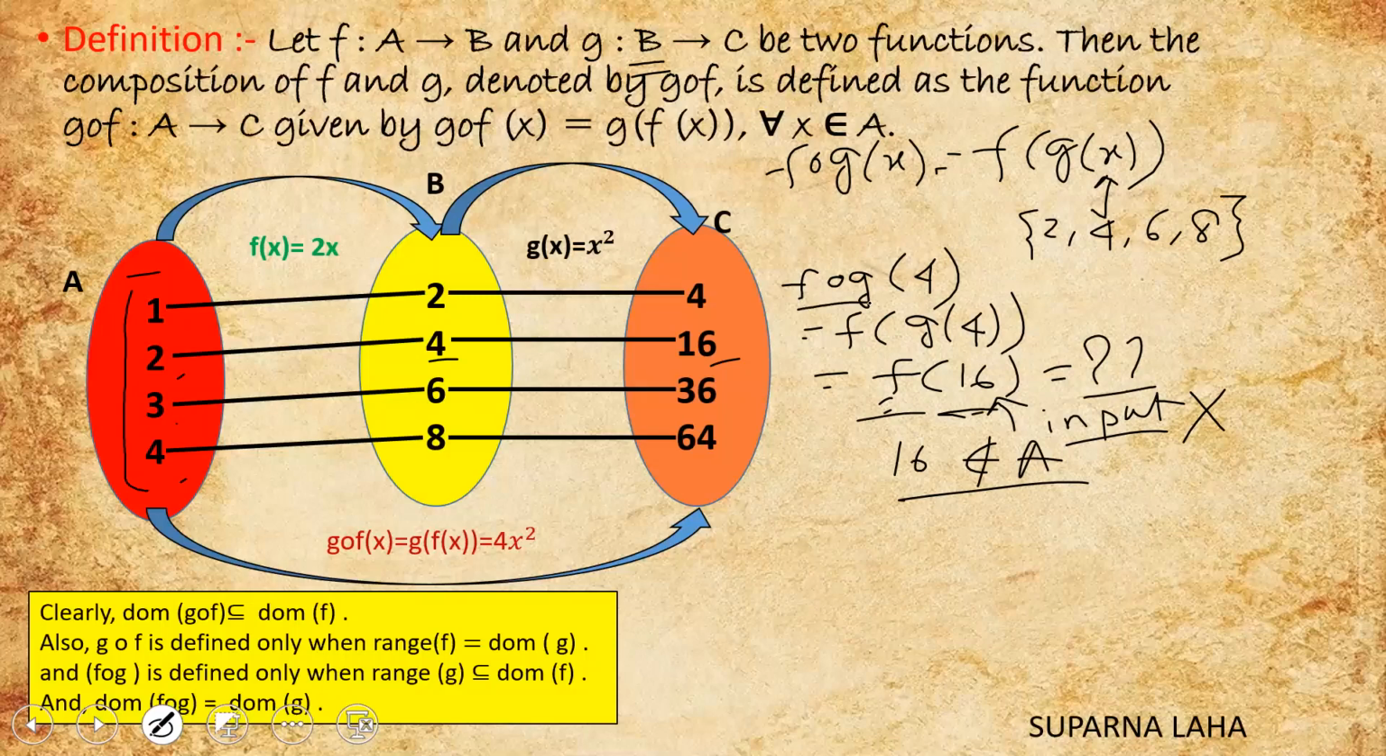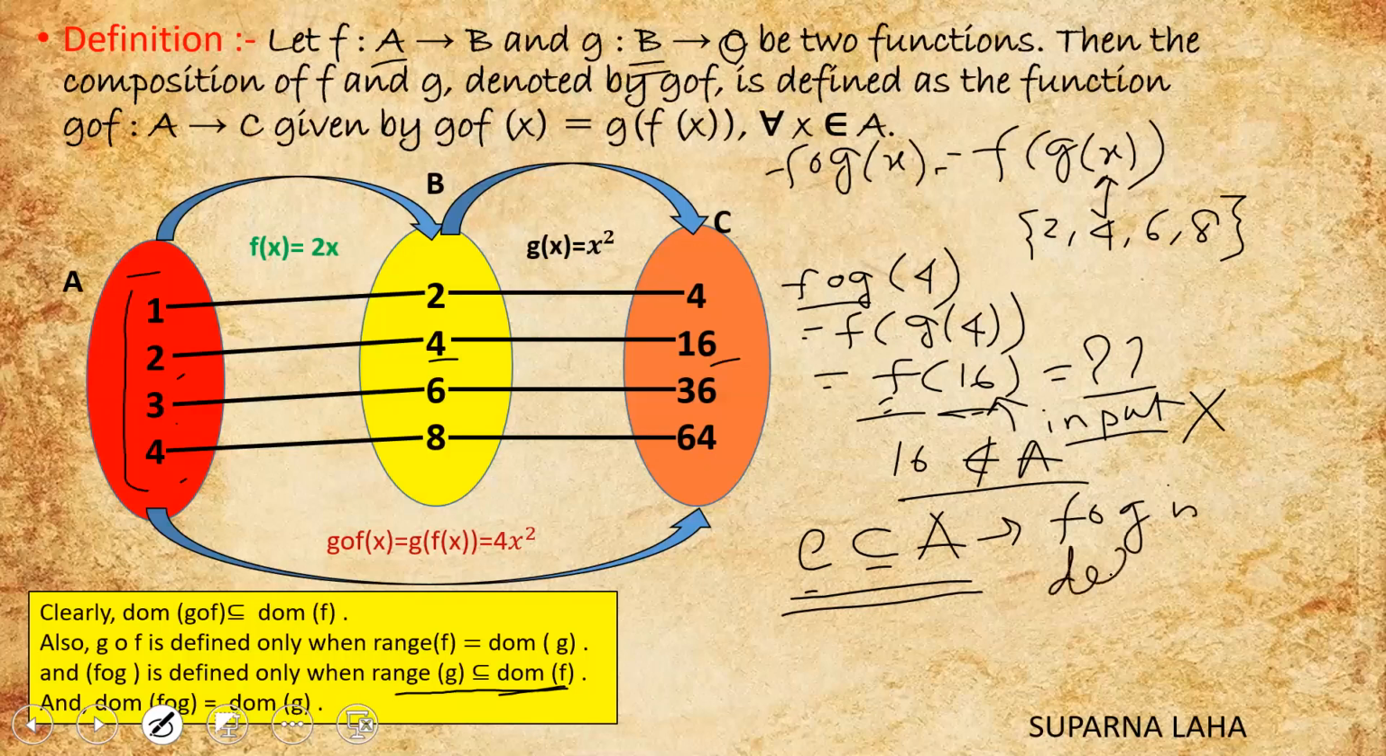So f of g is defined only when the range of g is a subset of the domain of f. That is, the range of g here, C, is a subset of the domain of f, that is A. Then f of g is defined. And then the domain of f of g will be the domain of g. That is, here I already defined, this x we will choose from the domain of g.